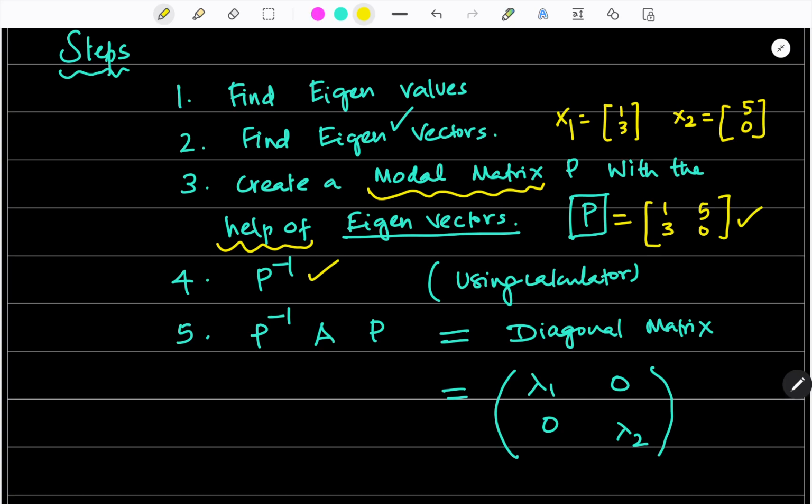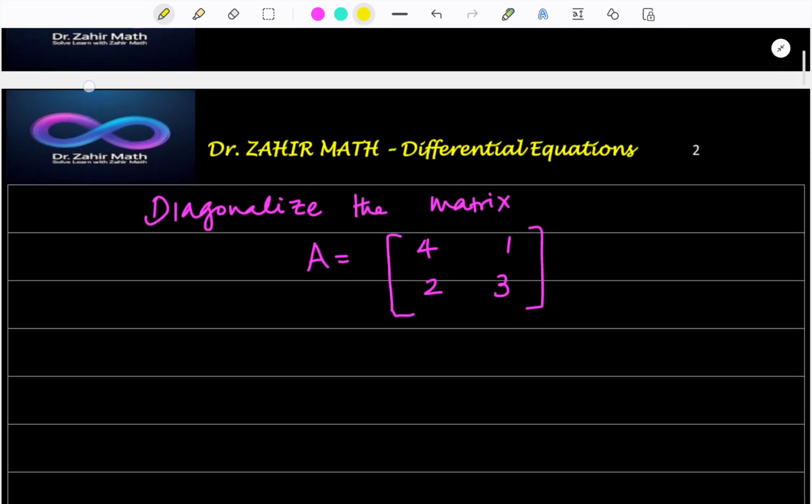Then you're going to find P inverse using the calculator. Then you find P inverse times the A matrix times P. I'll tell you, you can use the calculator to get this diagonalized matrix, no need to do it step by step. I'll teach you at the end of the session how to find this directly in the calculator. Right, let's go to the question.